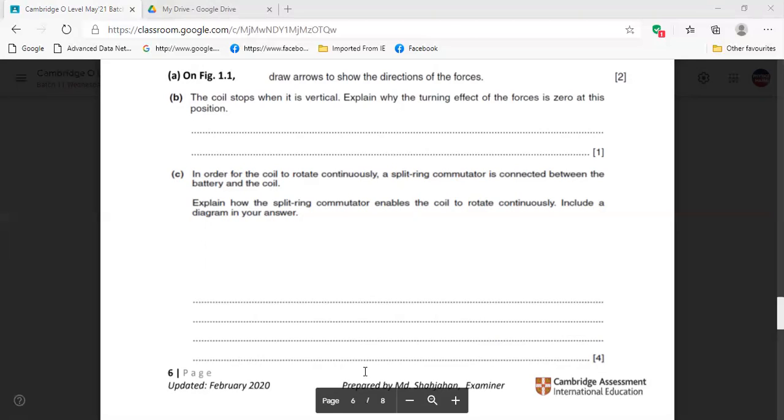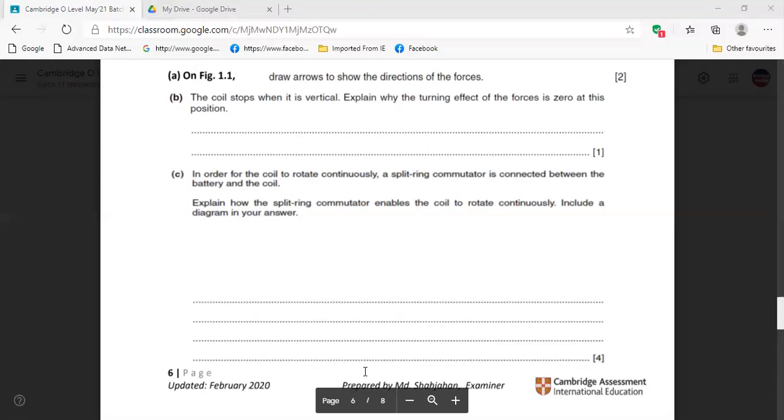The diagram just now you got about the motor, that one with labeling, you have to draw. You have to show brushes. You have to show the split ring connected to the brush, then connected to the battery. For that one only you have 2 marks.